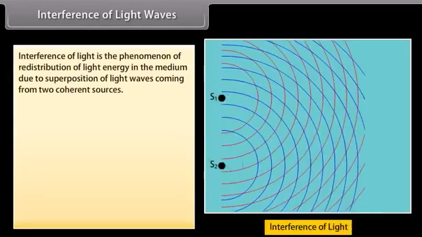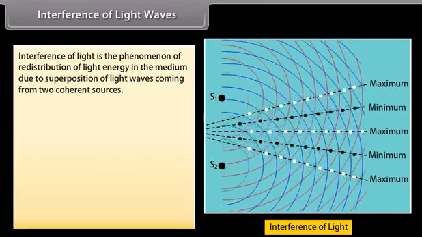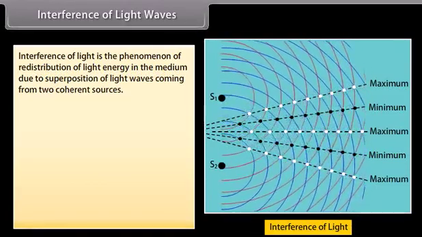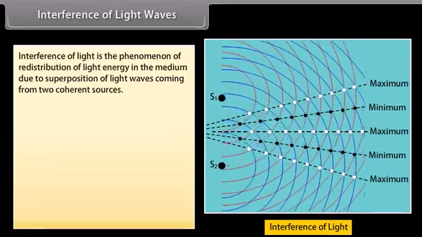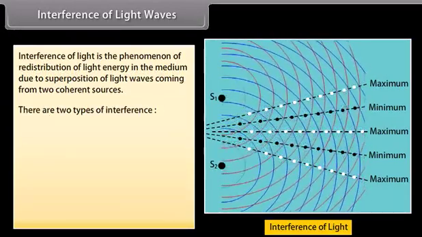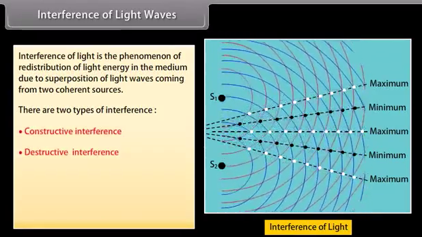Interference of light waves. Interference of light is the phenomenon of redistribution of light energy in the medium due to superposition of light waves coming from two coherent sources. There are two types of interference: constructive interference and destructive interference.